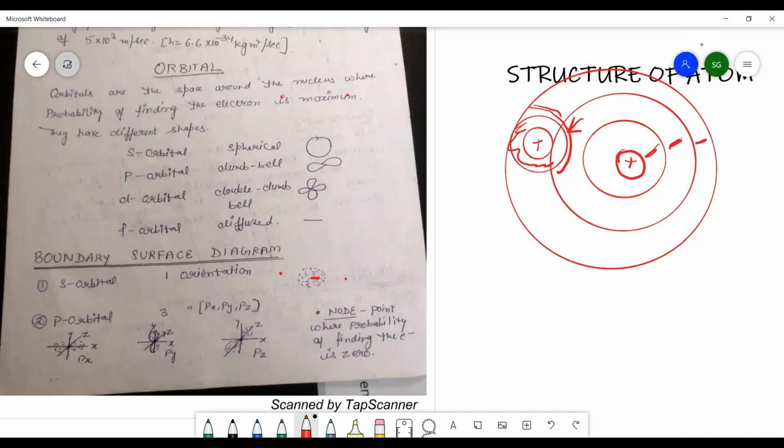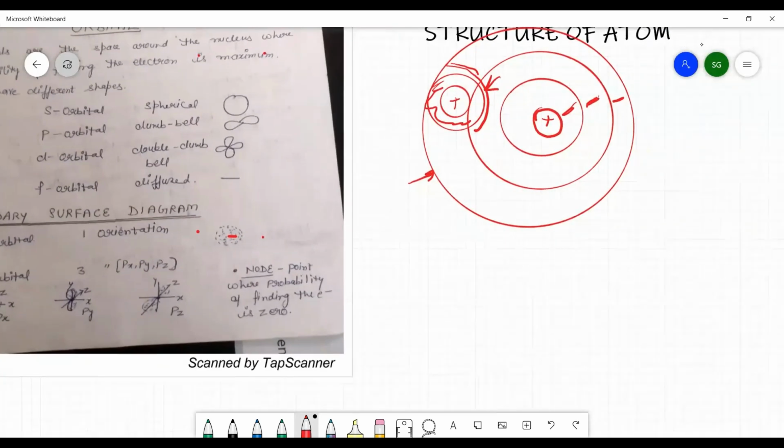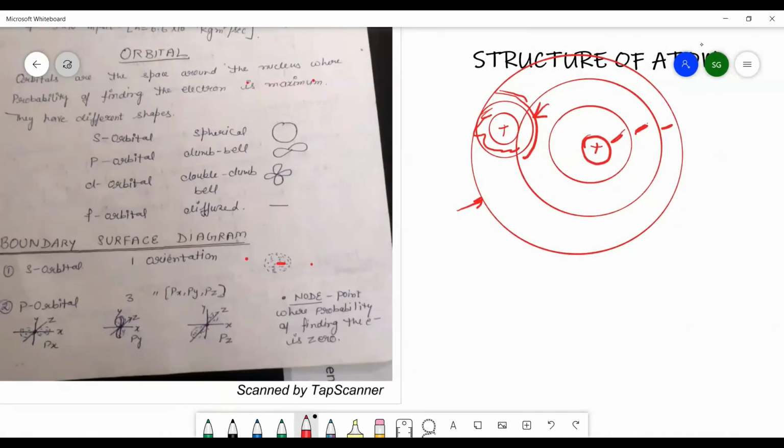From the structure, you can easily understand that the orbits have a fixed shape, that is circular. But the orbitals have different shapes, and these are of 4 types. That is the s orbital. S orbital is spherical in shape and it is non-directional. The p orbital is dumbbell shaped and it has 3 orientations.